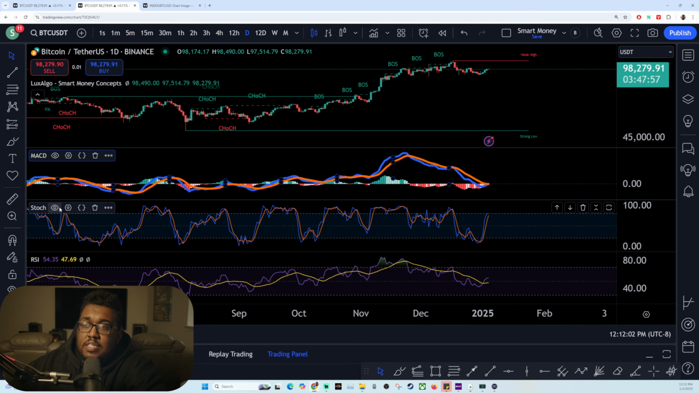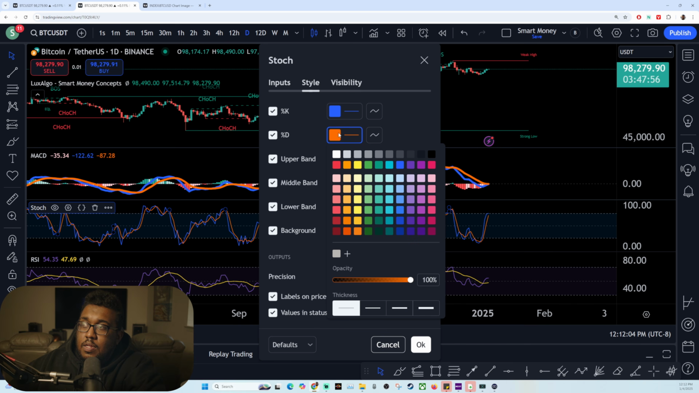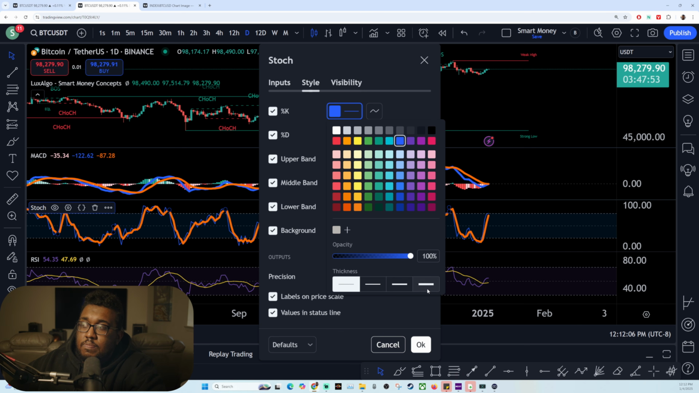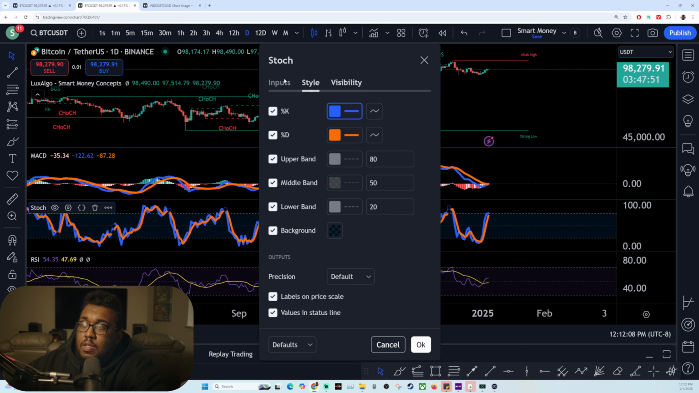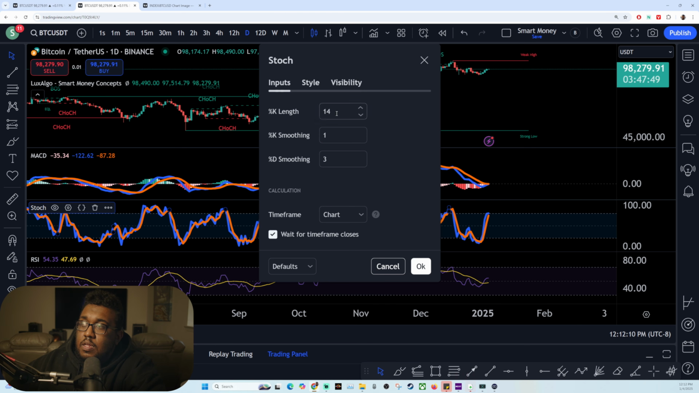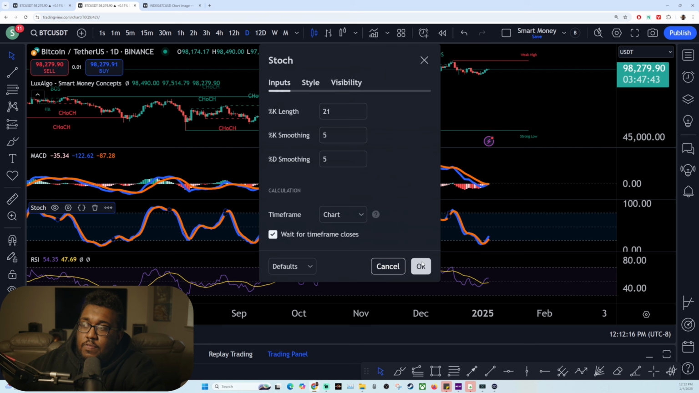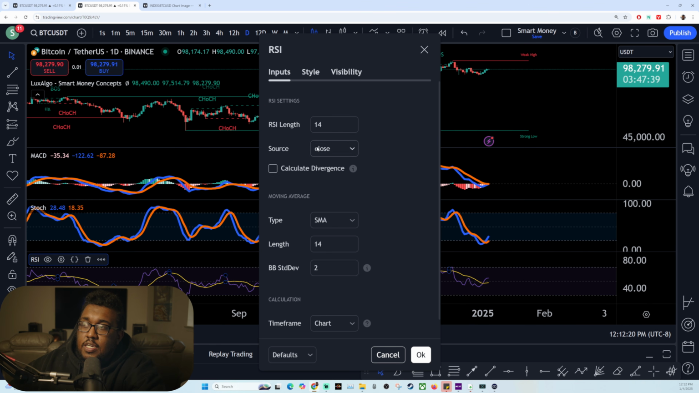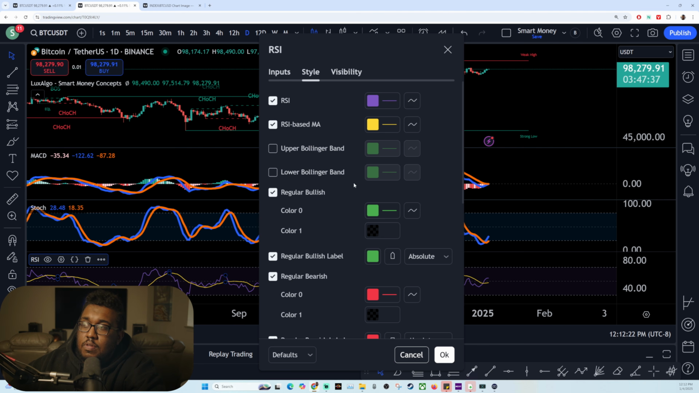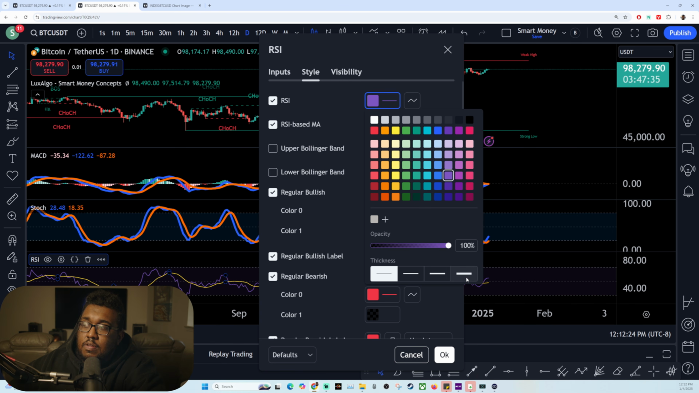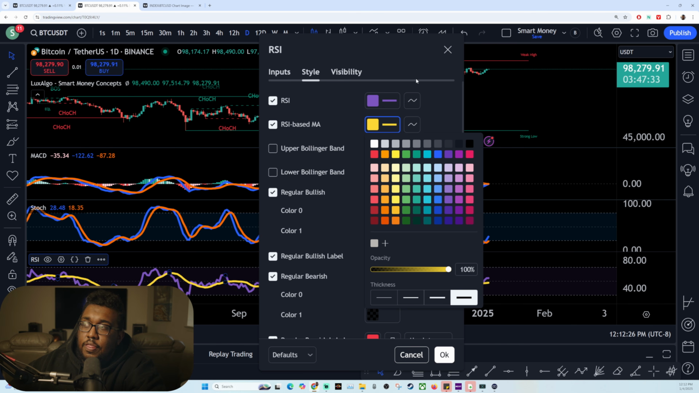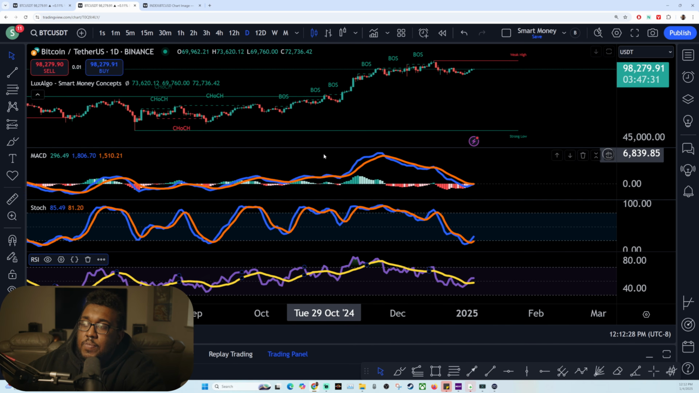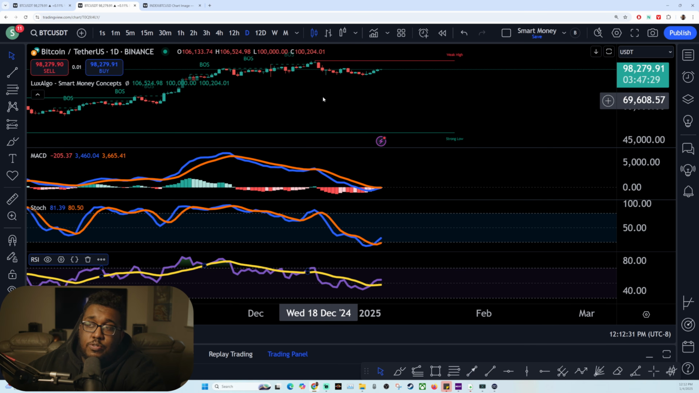Perfect. Next up, we have stochastic. I want you to make these lines thick as well. And then go from K length, 21, 5, 5, hit OK. RSI, don't need to change anything here. Everything is perfect. And I want you guys to go RSI, thick line, hit OK. And now we are ready to talk about the actual strategy here.